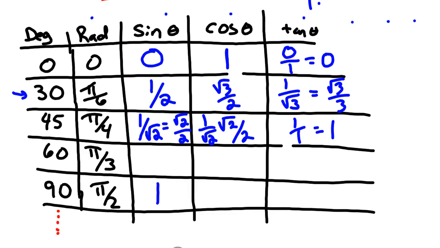Cosine of 90 degrees, the x-coordinate is 0, so that coordinate is 0. And tangent, again, is y over x, which would be 1 over 0, and we have a problem. That is undefined. So if you did tangent 90 with your calculator, it would probably give you an error, a domain error.